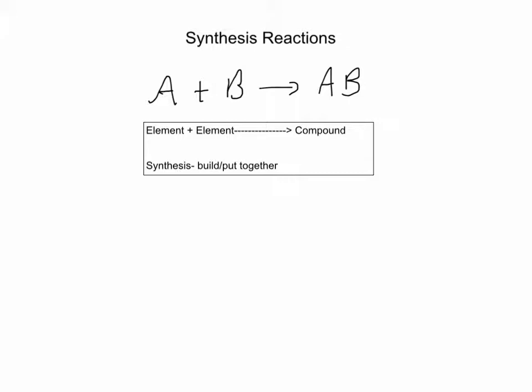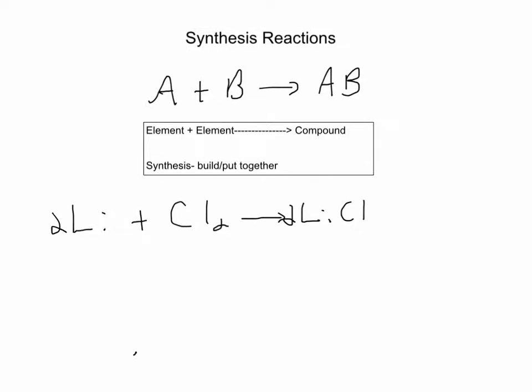A simple example of a synthesis reaction could be something such as lithium plus chlorine, and that will produce lithium chloride. Now I should probably balance this. And as you can see, I have an element lithium plus an element chlorine giving me a compound. Also note that chlorine is a diatomic element. So even though we are saying there's a 2 here, it's still considered to be an element.